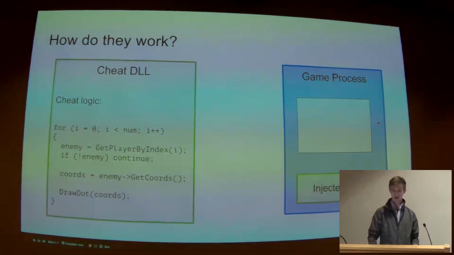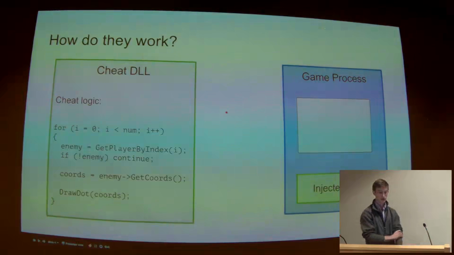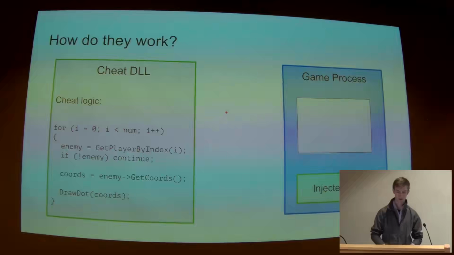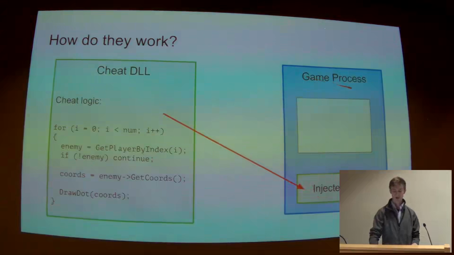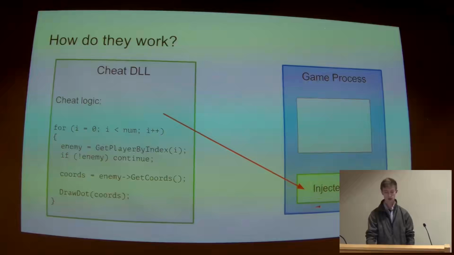So how does a cheat work? Typical cheat architecture, and not all cheats are made this way, but something you see a lot is that a cheat developer will write a DLL that's going to get injected into the game process. In this case, this would be Battlefield 2. This DLL gets injected, and then from there you have cheat logic that is running.